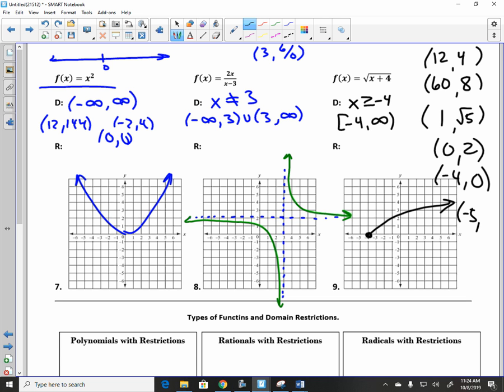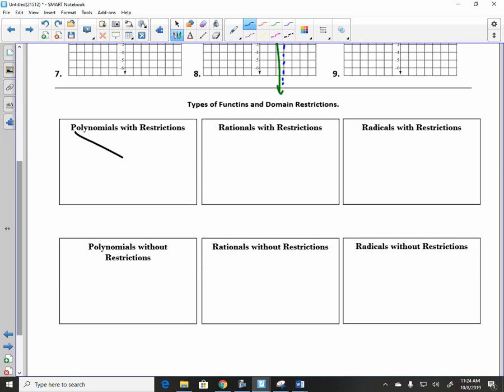So what's different about this is that I'm going to give you a bunch of functions, and you want to be able to determine for me what its domain is without being able to see the graph. Your first kind are polynomials, like x squared. Polynomials don't have restrictions. y equals x squared has a domain of all real numbers, negative infinity to infinity.